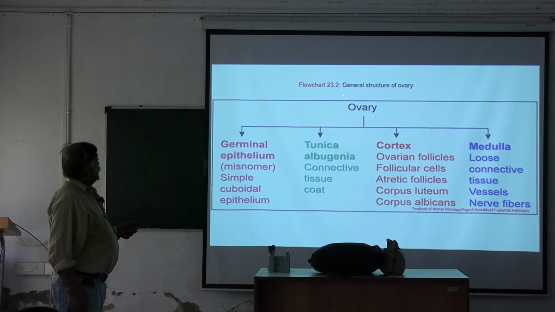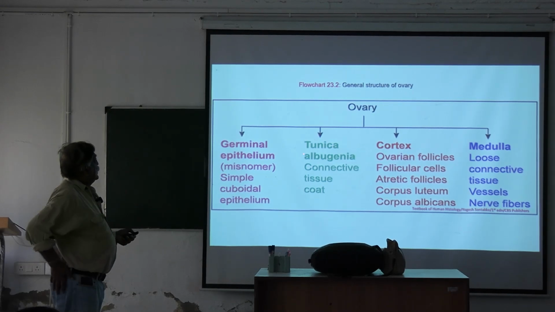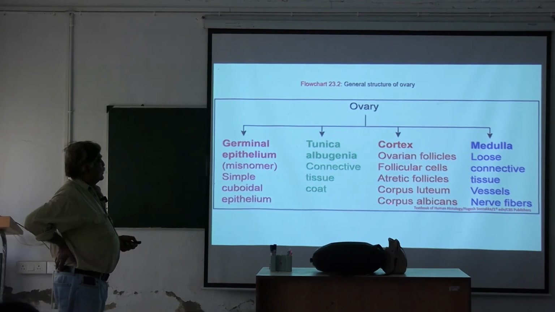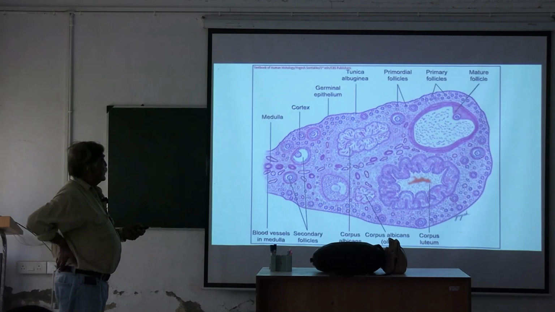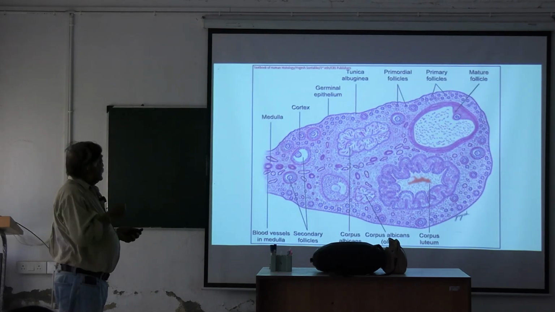Now, see, it's a flow chart. The germinal epithelium, simple cuboidal epithelium. This can be an MCQ question. Then tunica albuginea, the connective tissue coat. Cortex: ovarian follicles, atretic follicles, corpus luteum, corpus albicans. Medulla: loose connective tissue, vessels, and nerves.